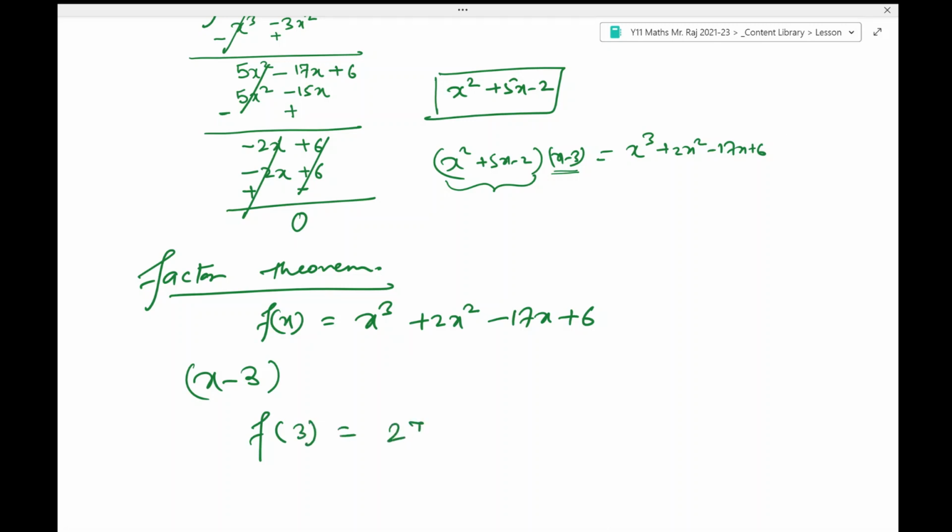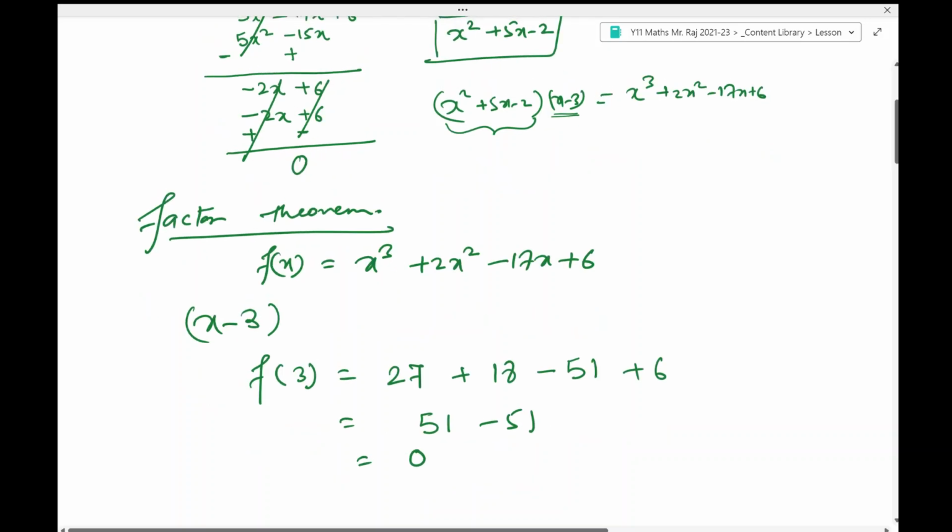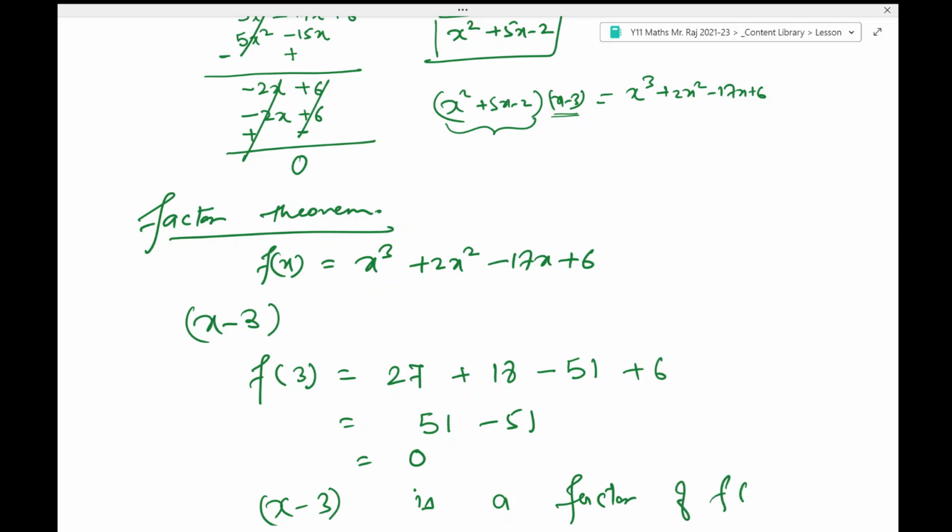What we are getting? 27, 2 times 9, which is 18, minus 17 times 3, which will be minus 51, plus 6. Let's add them up. What we are getting here? I'm getting 51 minus 51, which is equal to 0. When I am substituting x is equal to 3, my resultant is 0. It means x minus 3 is a factor of f(x). And that, my friend, is called factor theorem.